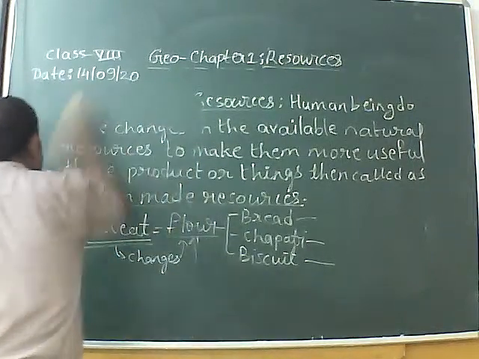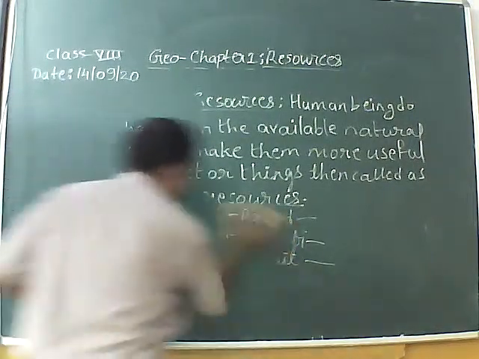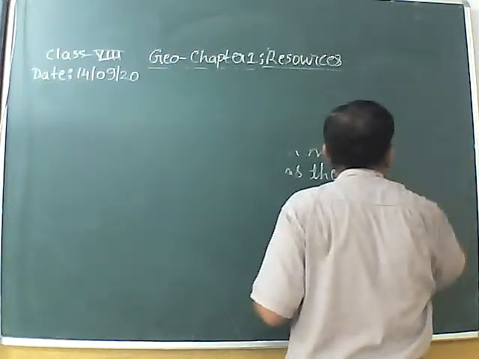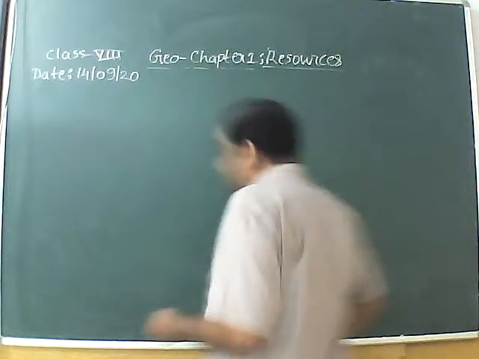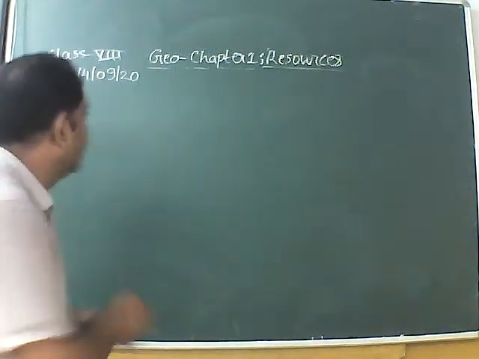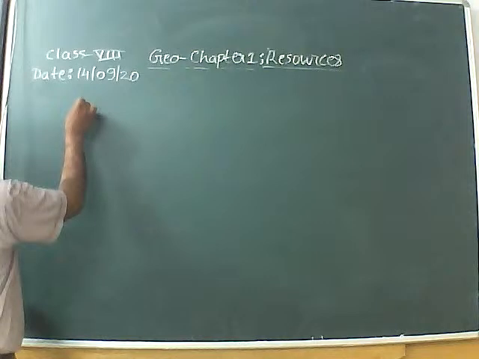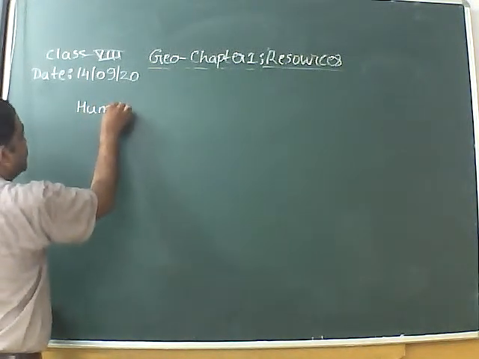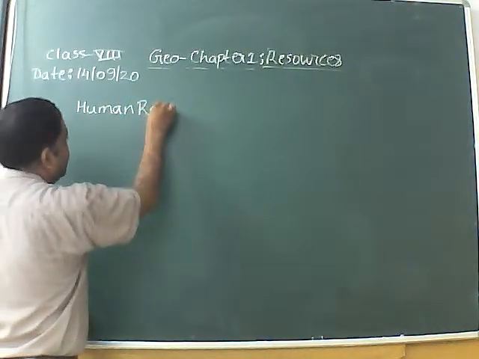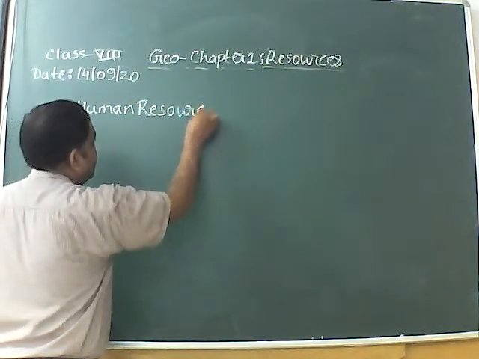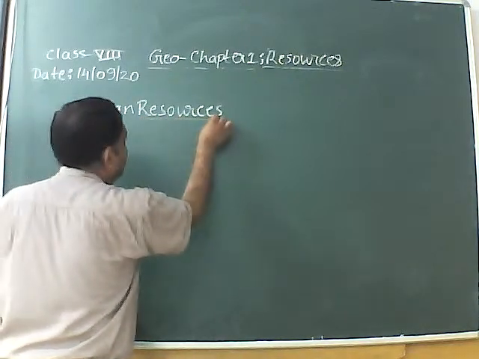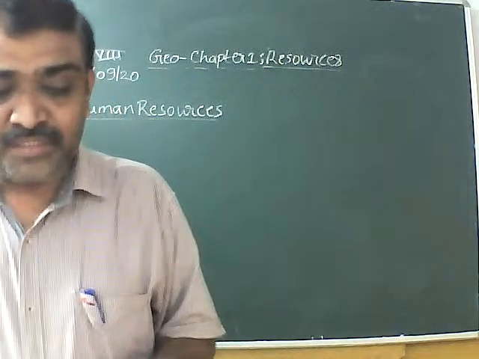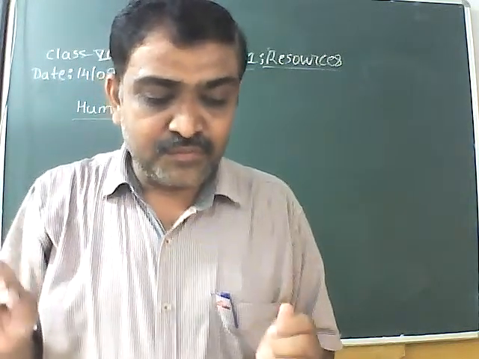which is given in this chapter, the next broad classification of the resources is what? Human resources. What is it, beta? It is human resources. Now what is the meaning of human resources?